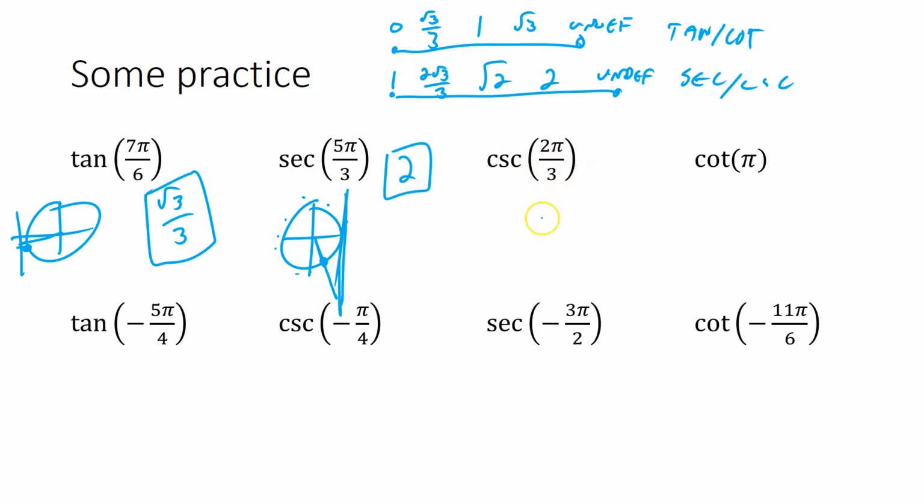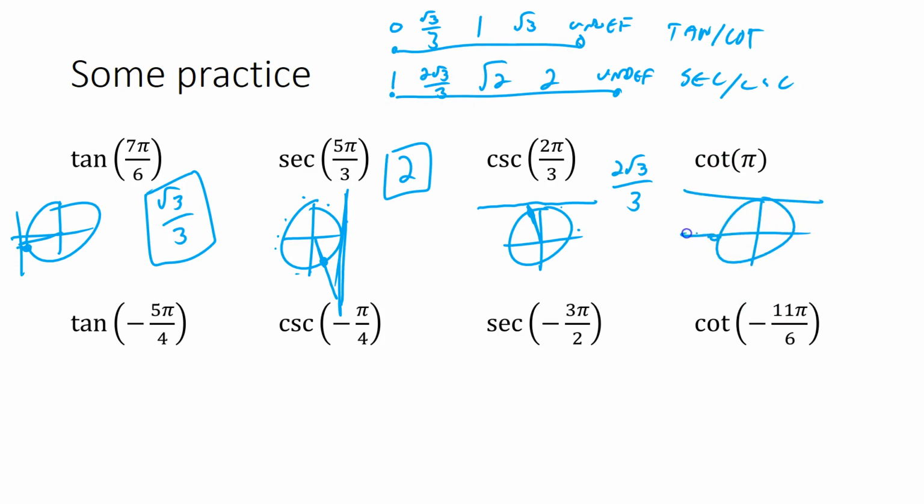Cosecant of 2 pi over 3, that's 4 pi over 6. 1, 2, 3, 4, it's right here. Cosecant there, so we think about our cotangent line. That's going to be the smallest possible value. Cosecant is 1 over sine. We're on the top, so it'll be a positive 2 root 3 over 3, because it's the shortest value without being 1. Cotangent of pi. Pi is over here. Cotangent line's there. Those are parallel lines. It's undefined.